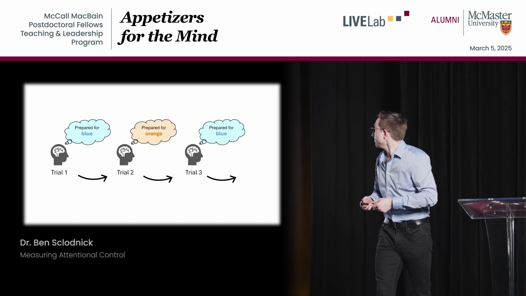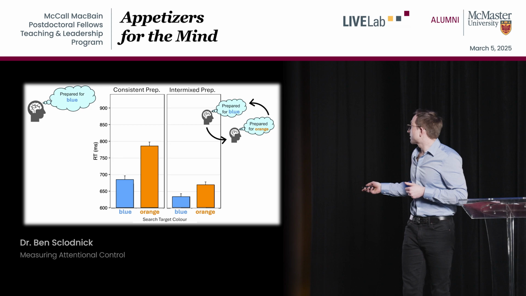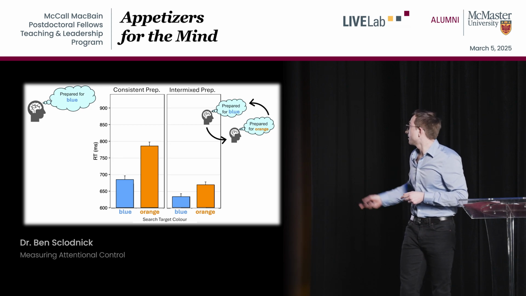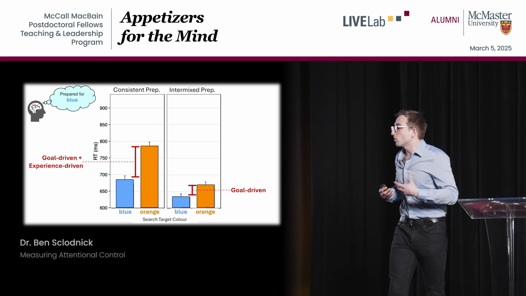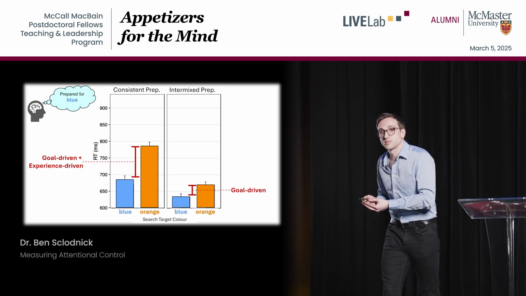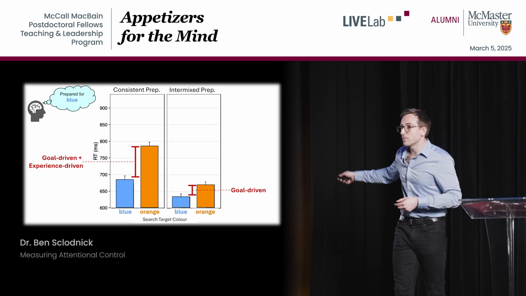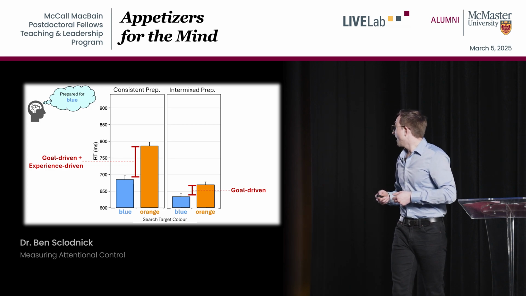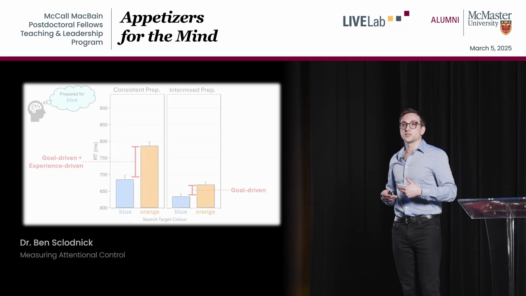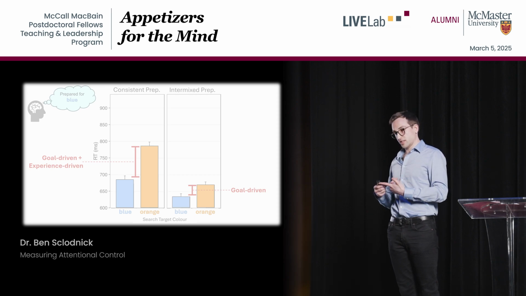When we do that, we can see that our effect of preparing for blue gets smaller when we intermix preparation, right? On the left is larger because that represents the influence of both goal-driven attention and experience-driven attention. On the right, we've controlled for experience-driven attention. And that difference is a measure of experience-driven attention on performance. So that's a sneak peek of how we can use some clever methods to differentiate the influences of experience and goal-driven attention on attention.